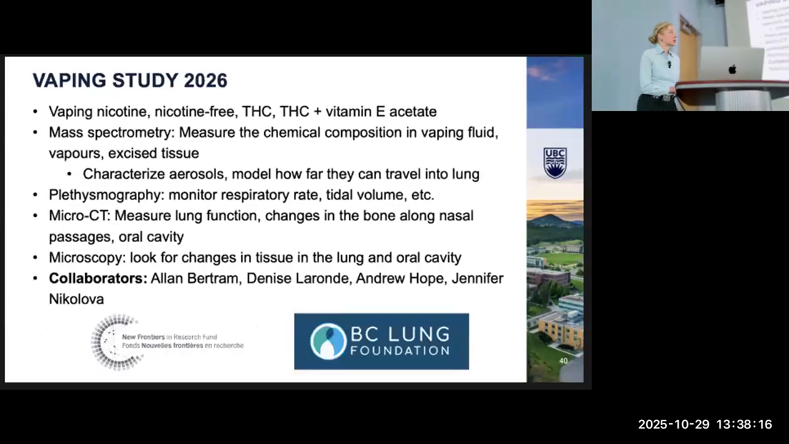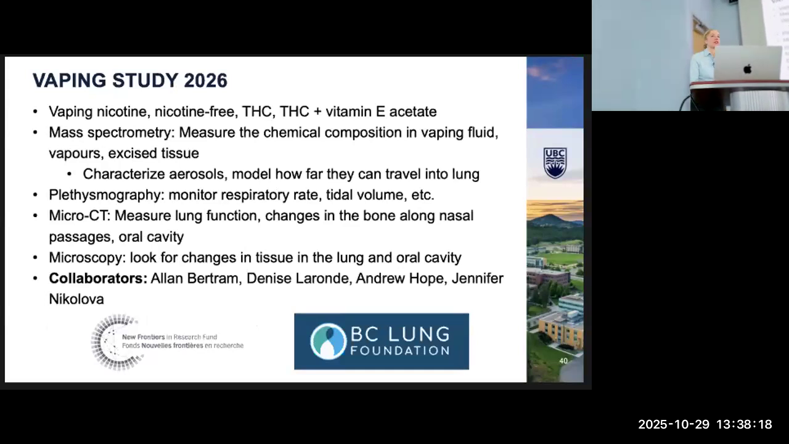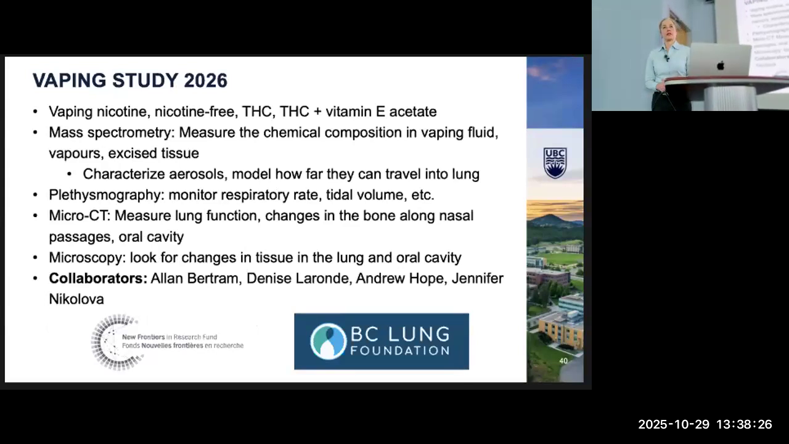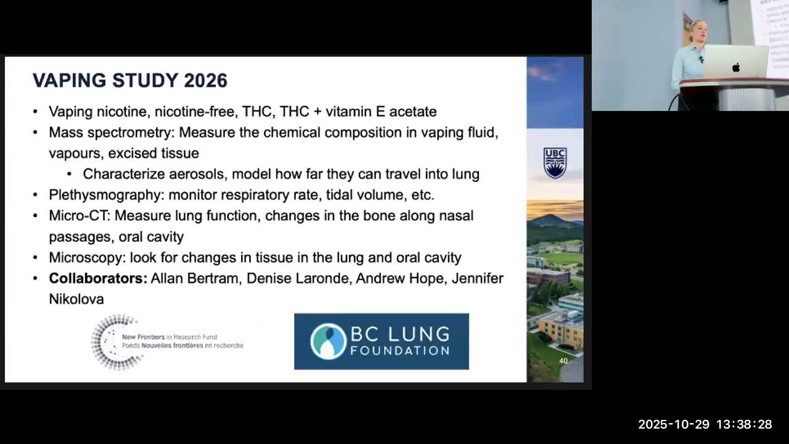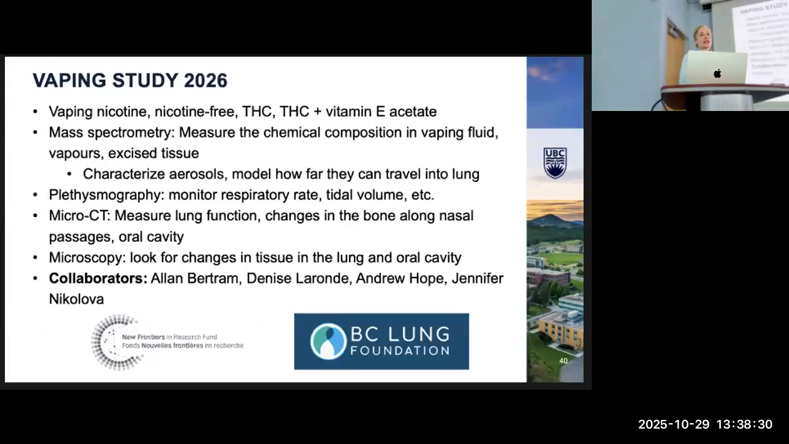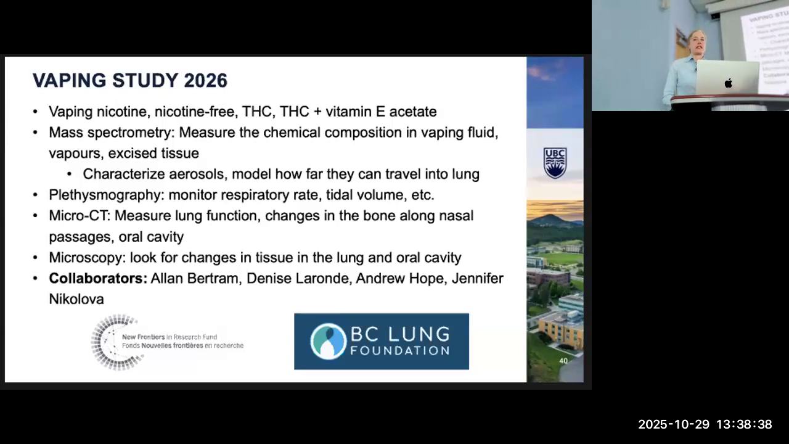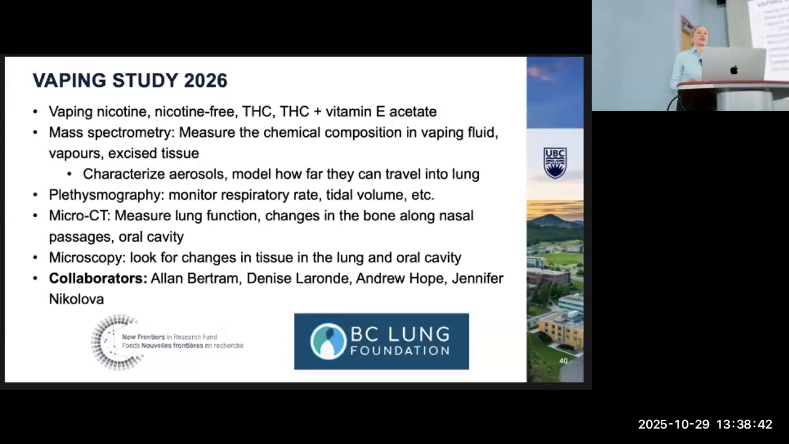So in 2026, we are ramping up to start a study. We will be vaping mice. So some of the mice will get a nicotine product, some of them will get a nicotine-free product, some of them will get a THC, and some of them will get THC with vitamin E acetate. So THC is the active ingredient in cannabis, and the vitamin E acetate is supposed to make it more palatable if it's mixed together.